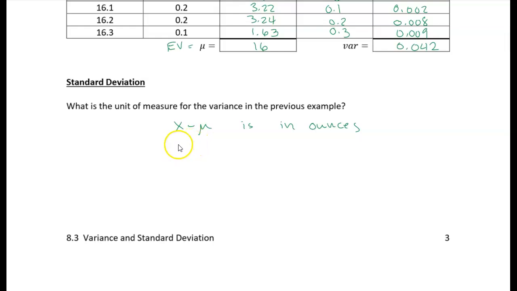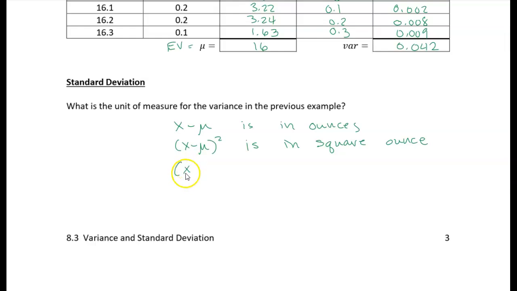When I square it, so x minus mu squared, then essentially what I end up with is square ounces. Just like if you calculate the area of something, you take feet times feet, and you get square feet, right? So in this case, we get square ounces. Now, it's kind of a meaningless unit. I'm not sure what that means exactly, and that's kind of the issue here.